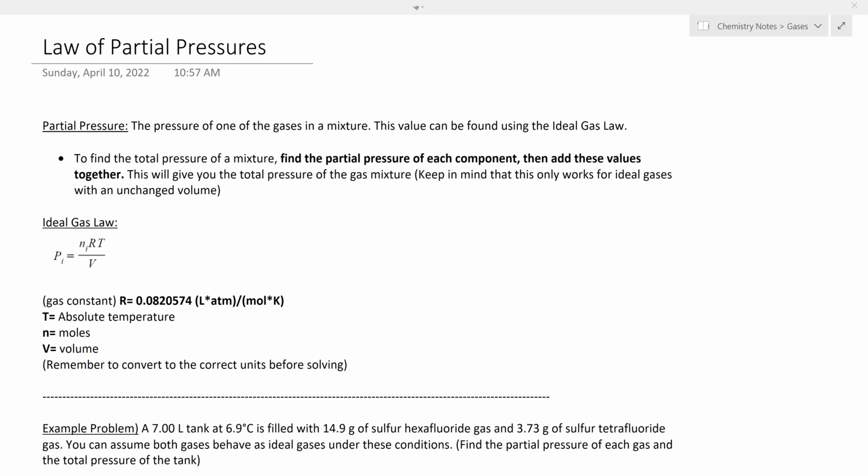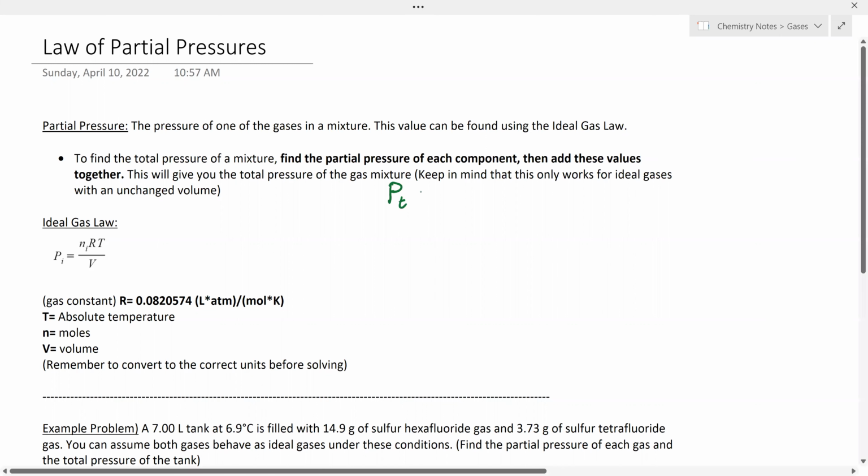And just a note, to find the total pressure of a mixture, you'll find the pressure of the individual components of that mixture, whether it's atoms, molecules, or compounds, whatever. You find the pressure of those individual parts, and you just add those together to find a total pressure. That is the law of partial pressure: total pressure equals the pressure of compound 1, plus compound 2, plus compound 3, on and on. And that is your total pressure.